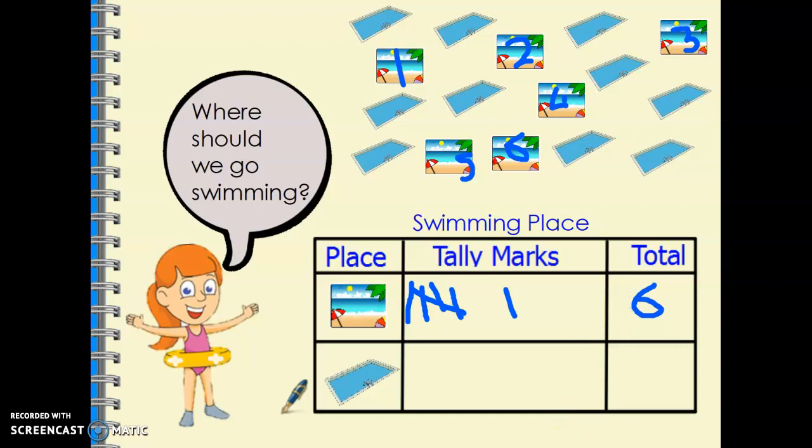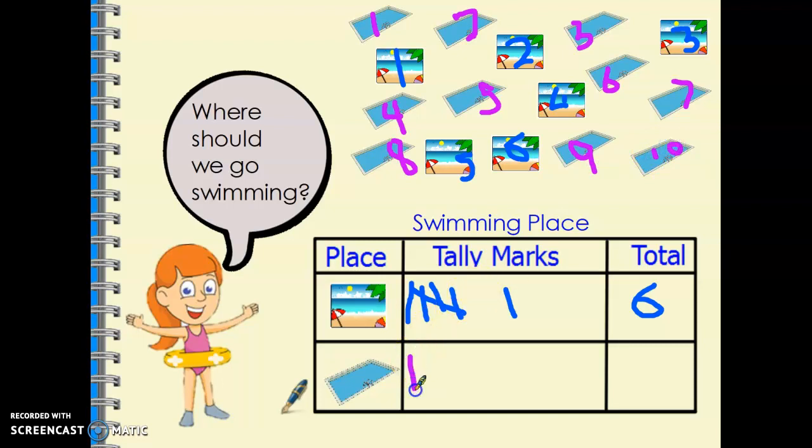Now let's count the pool. We have 1, 2, 3, 4, 5, 6, 7, 8, 9, 10. So we have 10 votes for the pool.